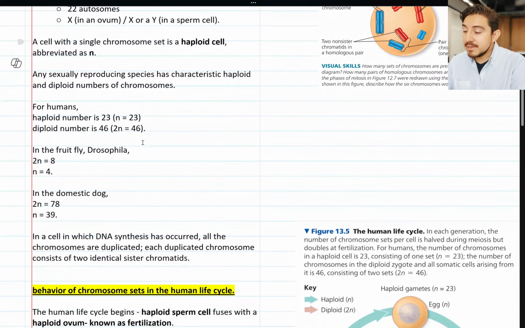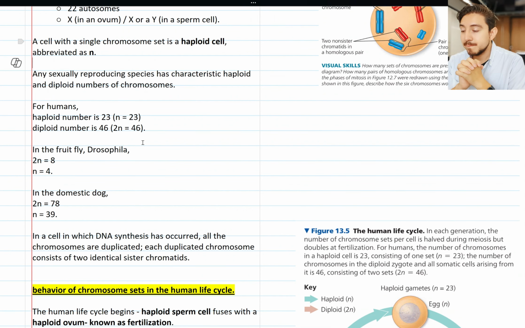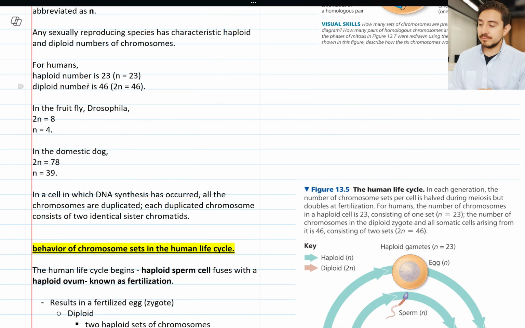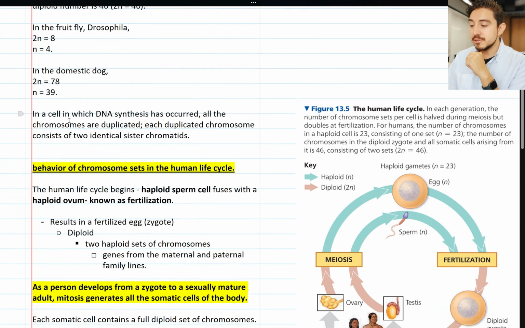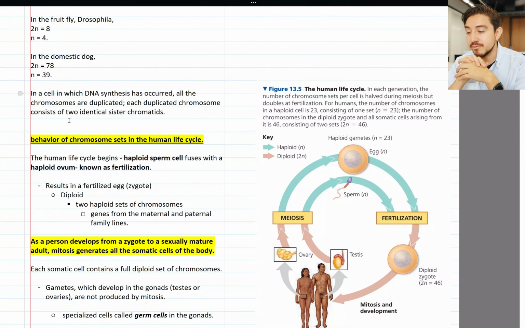Any sexually reproducing species has characteristic haploid and diploid numbers of chromosomes. For humans, our haploid number is 23, and our diploid number is 46. In a fruit fly, Drosophila, 2N equals 8. The diploid number is 8, and then the haploid number is 4. And lastly, just to give you another example, the domestic dog, the diploid number is 78, and the haploid is 39 chromosomes.